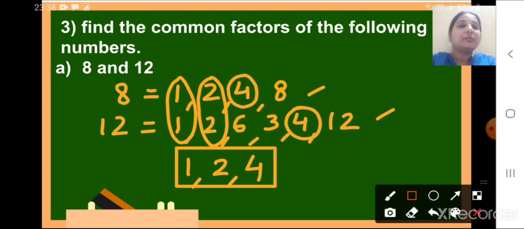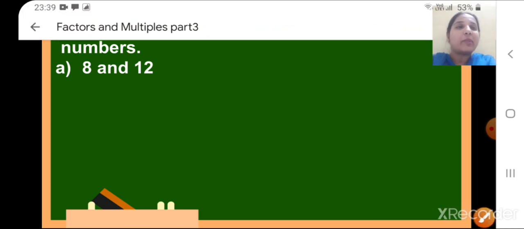Children, if you find any difficulty in writing the factors like this, you can make a factor tree and then also you can find the factors. Let me show you this with the help of a factor tree and an alternate method.